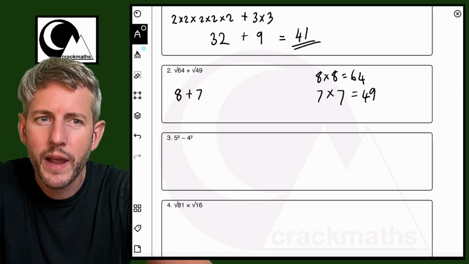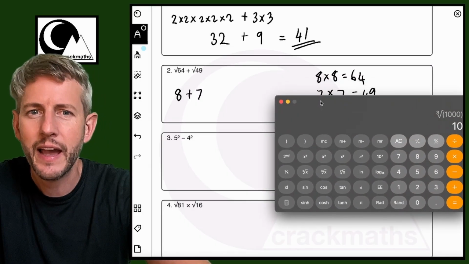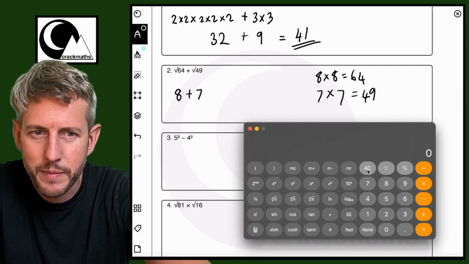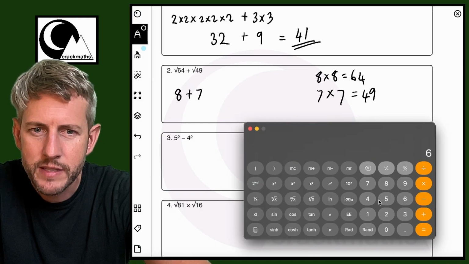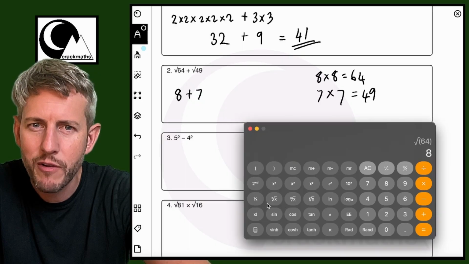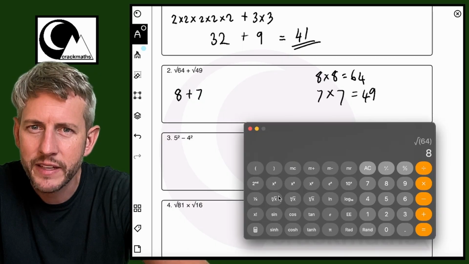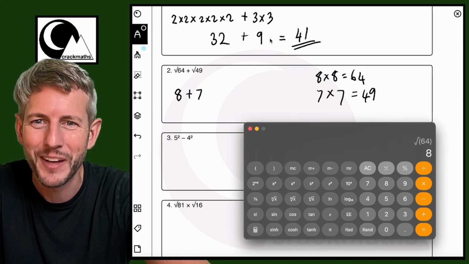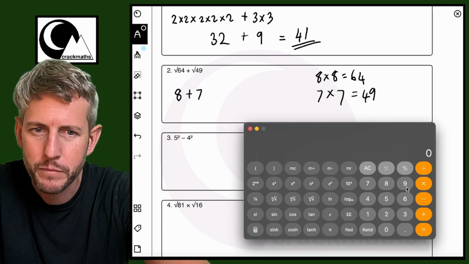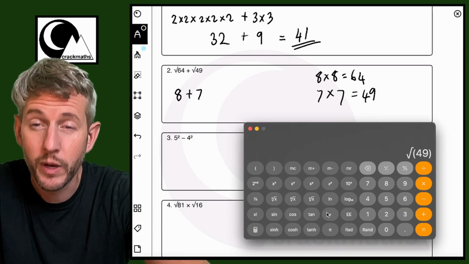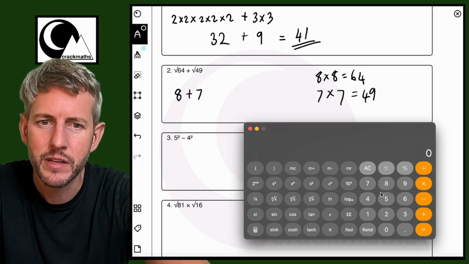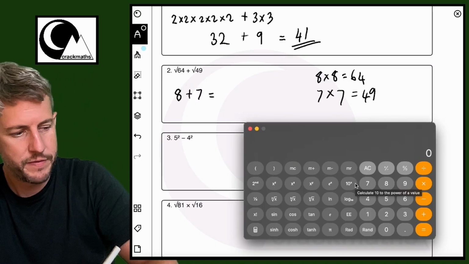But as long as it's the calculator paper, you can also use the calculator to check these things out as well. So let me clear that. And so here we go, 64 square root equals 8. The square root button is this one here, it looks like a little tick. Well, it looks like what it looks like up here. And then square root of 49, let's clear that. So 49 square root equals 7. Then what we need to do is add them together. So we do 7 add 8, which is 15.